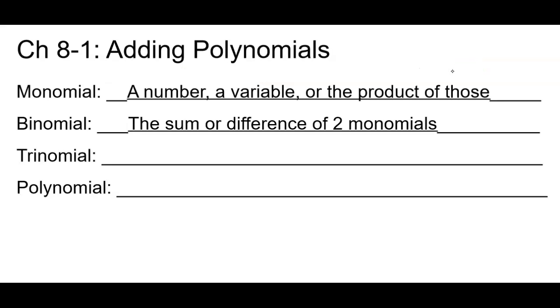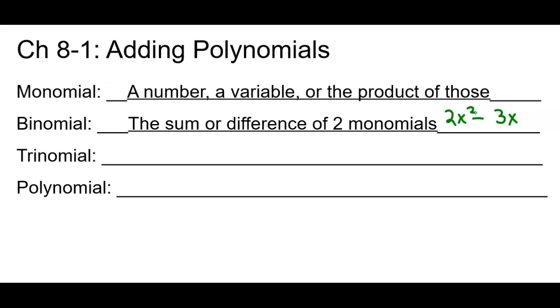A binomial, on the other hand, would be either the difference or sum of 2 monomials. So maybe 2x minus 3x, let's make this a square. 2x squared minus 3x would be an example of a binomial, okay? And we're going to be looking at how those work.